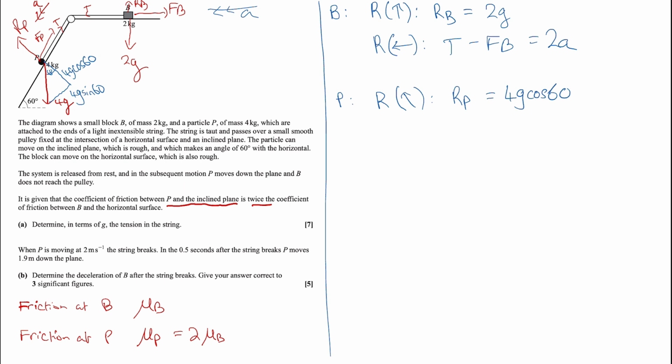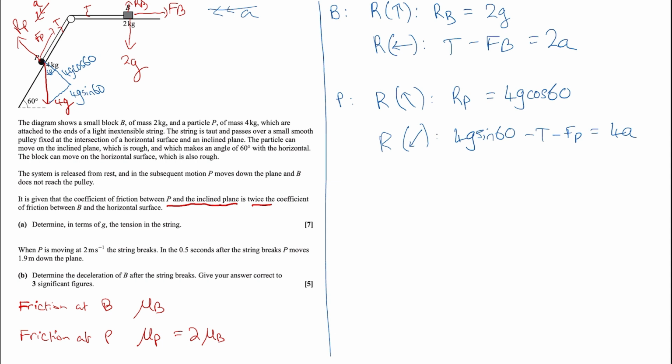Okay, and then in the direction of acceleration, which is down the plane, we're going to have 4g sin 60 minus T minus FP equals 4a. Okay, so those equations are looking much, much better now. All right, let's see what we can do from here.